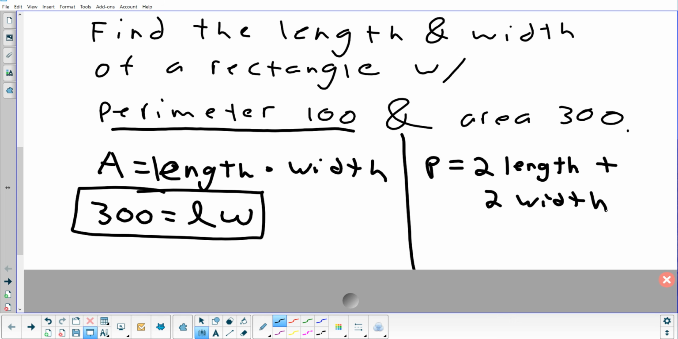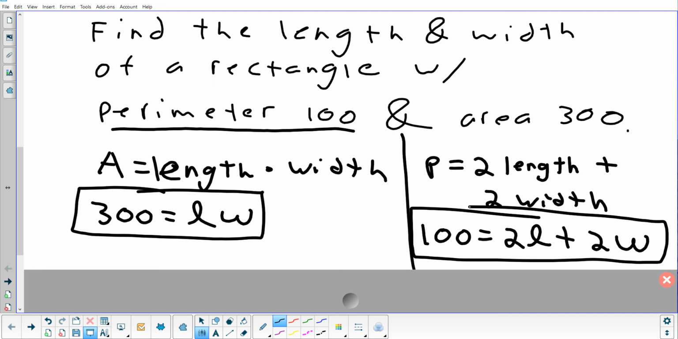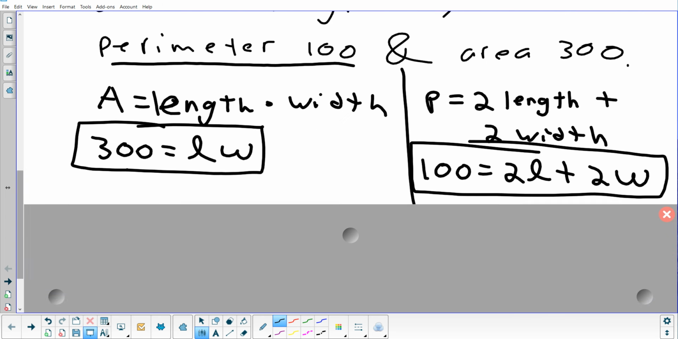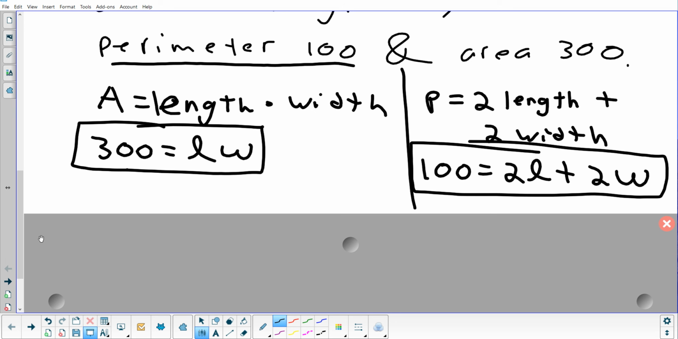All right. Chris, how are we representing P in this case? 100. We know the perimeter is 100. Equals 2, and we just said length is L, and width is W. So here is the other equation that we would use to solve this problem. Here's the formula for your area, and there's the formula for your perimeter. All we had to do was set it up. We don't have to solve it right now. Any questions on setting up those two equations?